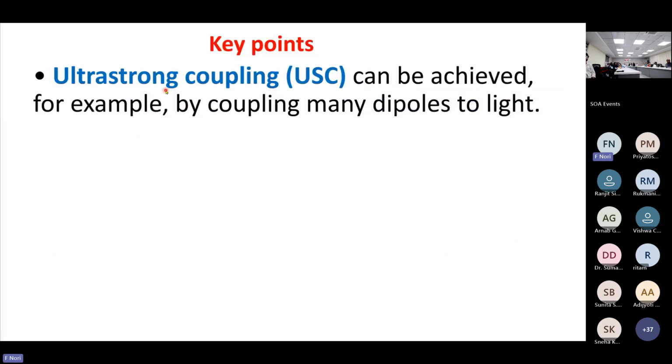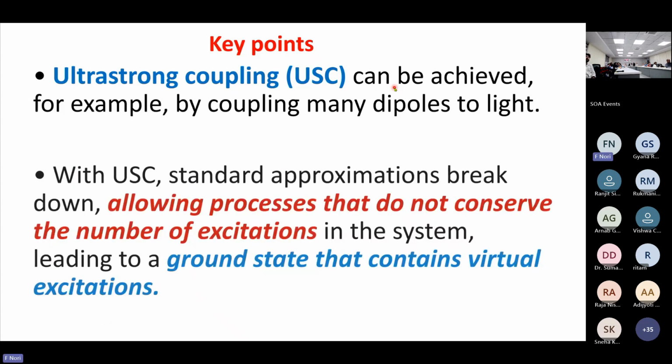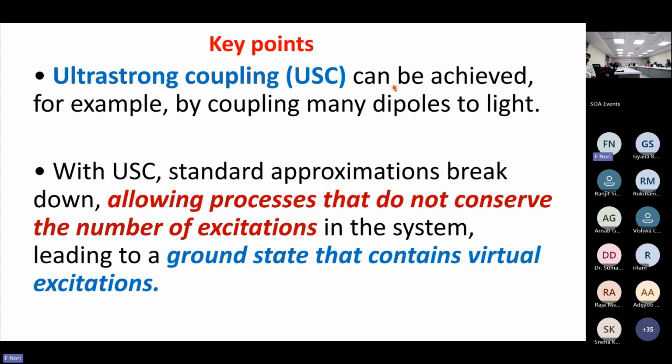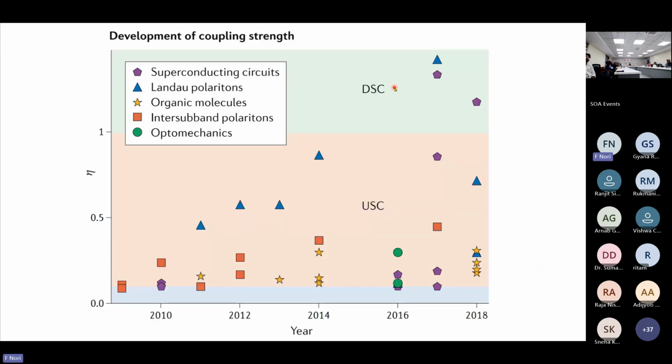The key point is that ultrastrong coupling can be achieved, for example, by coupling many dipoles with light. Standard approximations break down, like the rotating wave approximation, allowing processes that do not conserve the number of excitations in the system. This leads to a ground state that contains virtual excitations. This is important. This involves superconducting circuits, Landau polaritons, organic molecules, intersubband polaritons, optomechanics. It is very, very general, involving many different communities. Over time the coupling becomes stronger and stronger. This plot ended there because we did a review then, but it keeps going among different communities.